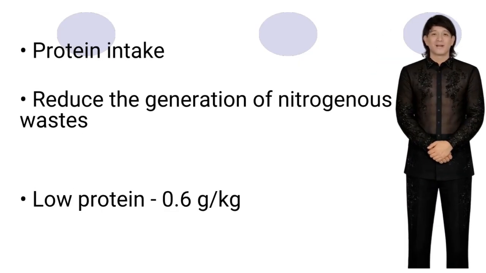HBV protein, or high biological value protein, contains all essential amino acids in the right proportions. It is crucial for maintaining muscle mass and supporting overall health. Common sources include meat, fish, eggs, and dairy products.